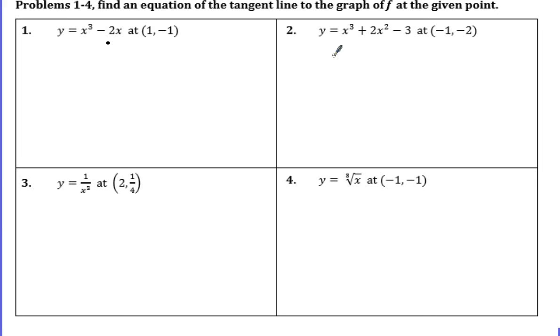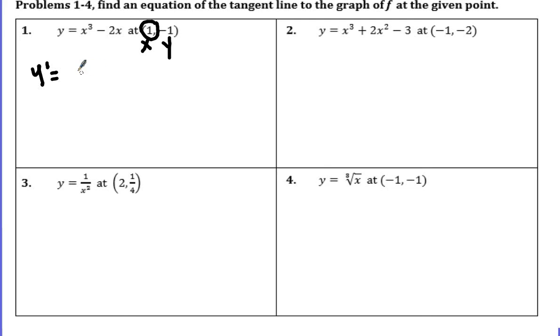So guys, remember when we're finding the equation for a tangent line, you need three things. You need an x and a y, and you need a slope. And so for the first one, they were actually nice enough to give you the x and the y. So the only thing that I need is the slope when x is equal to 1. In order for me to find the slope, I have to take the derivative first.